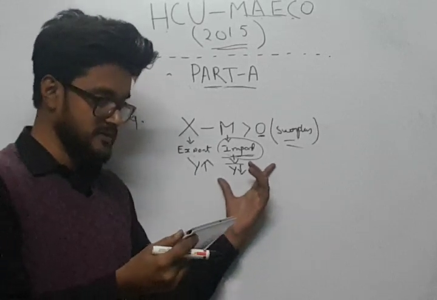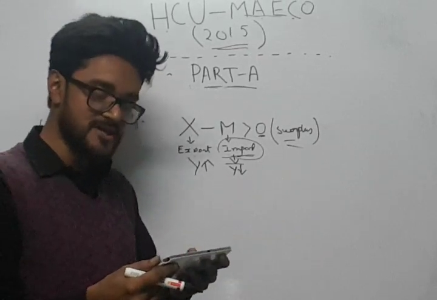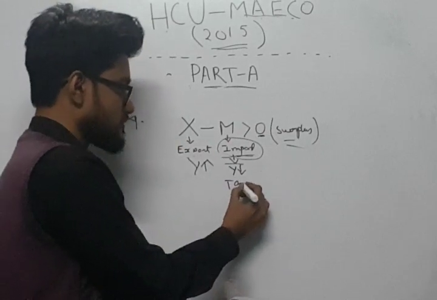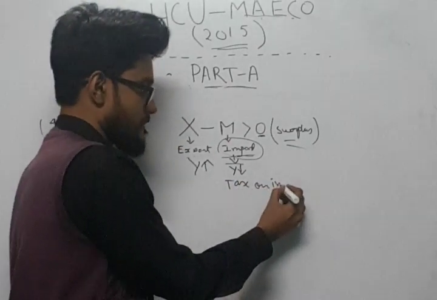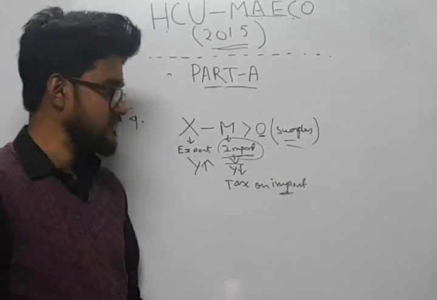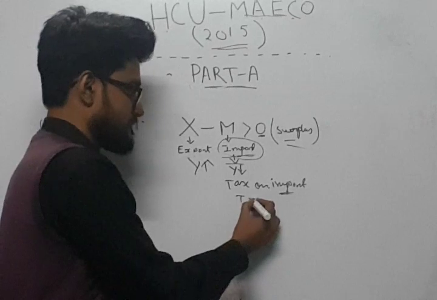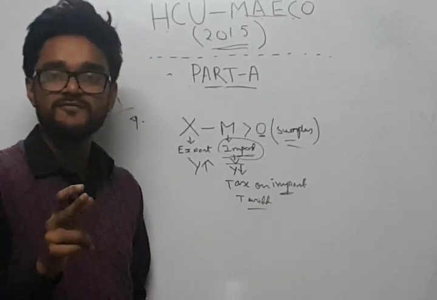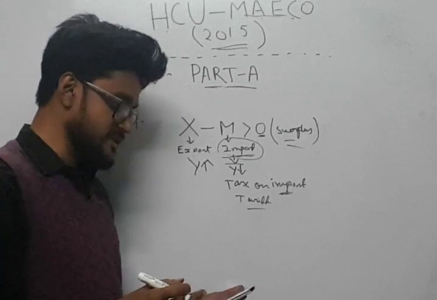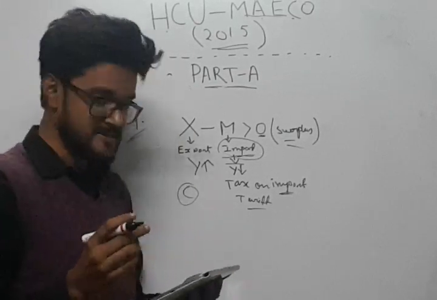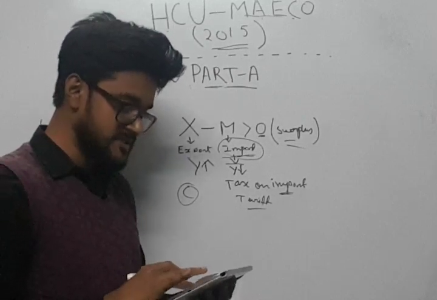Here in option C, it is given tax on import. Tax on import is nothing but tariff. So we conclude that option C for question number 4 is the right answer. We'll proceed further with the next question.